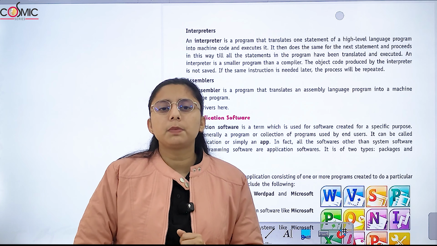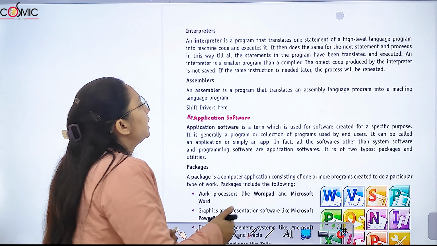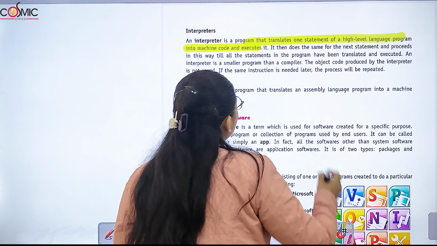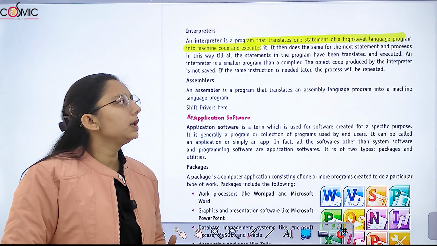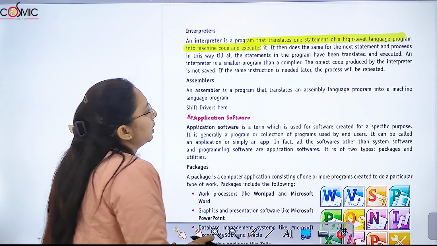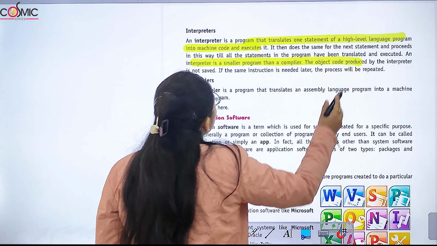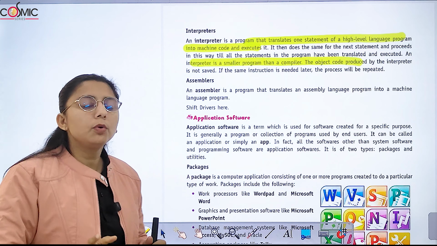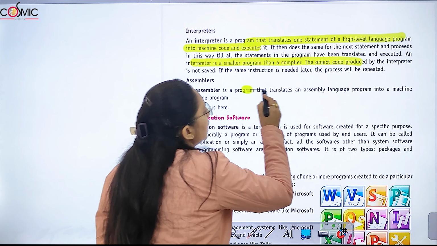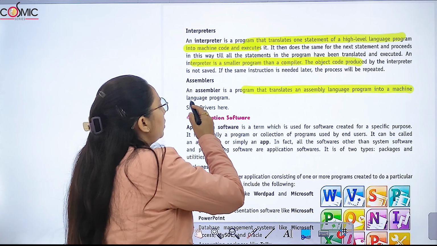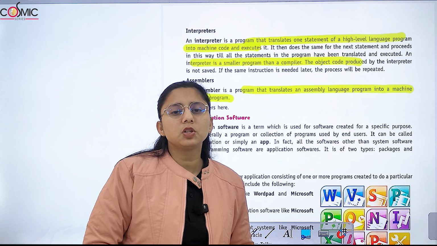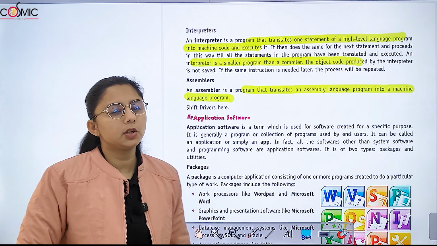Now we have interpreter. What is interpreter? It is a program that translates one statement of a high level language program to machine code, और वो इसको execute भी करता है. It then does the same for the next statement, right? An interpreter is a smaller program than a compiler. छोटा program है as compared to compiler. So what is assembler? It is a program that translates an assembly language program into machine language. ये assembly language program को किसमें turn करता है? Machine language.